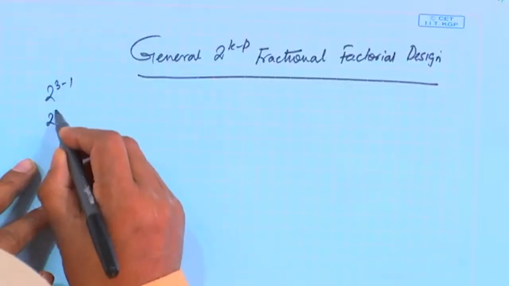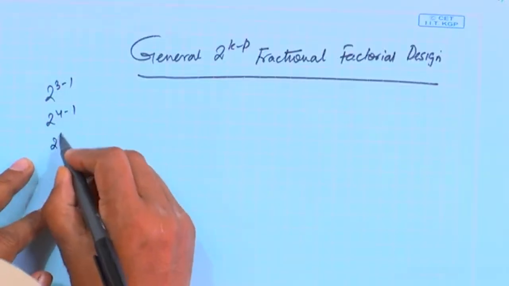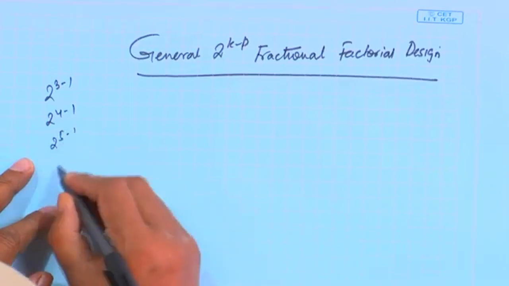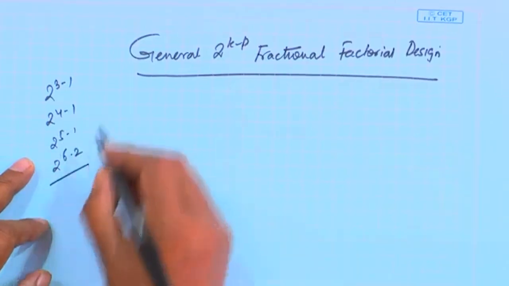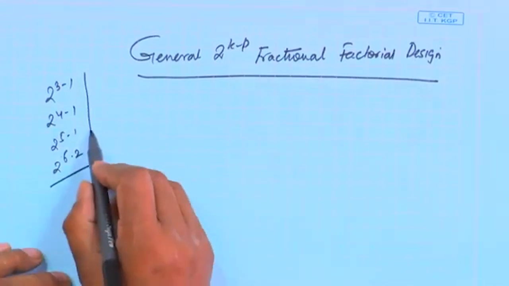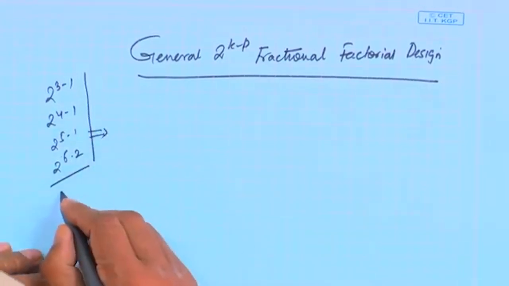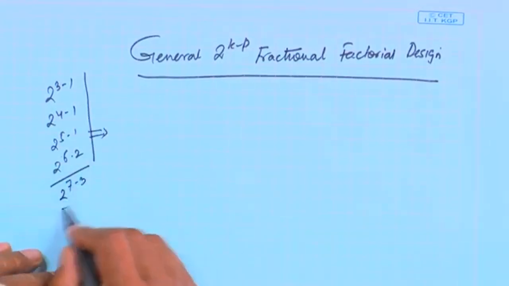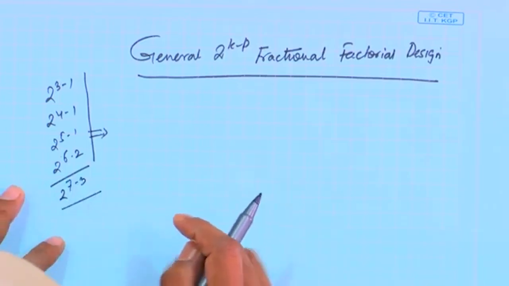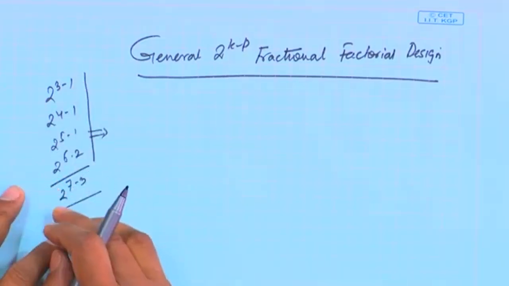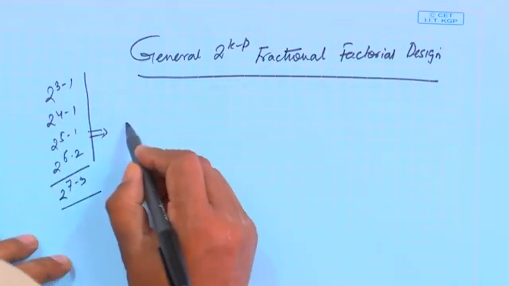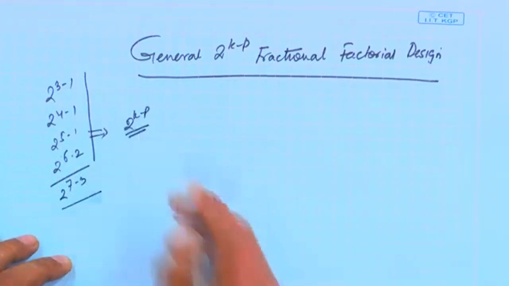So far, what you have seen? You have seen 2 to the power 3 minus 1, 2 to the power 4 minus 1, 2 to the power 5 minus 1, like 2 to the power 6 minus 2. So, many such fractional factorial designs, 2 to the power 7 minus 3, such fractional factorial designs. So, all those things in one word is 2 to the power k minus p fractional factorial design.